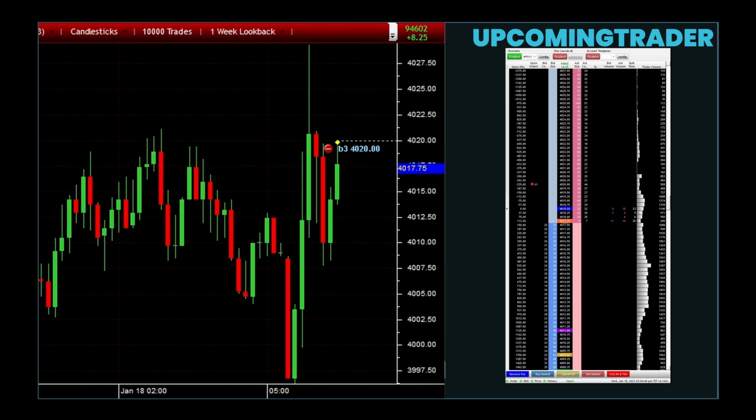Flags and pennants are continuation patterns that show a brief pause before the trend continues in the same direction. A bull flag forms after a sharp rise in price, followed by a small downward sloping channel. This shows that the market is taking a breather before the uptrend continues. A bear flag is similar, but it forms after a sharp decline in price. Pennants are similar to flags, but they have converging trend lines that create a small triangle. Both flags and pennants indicate that the market is likely to continue in the same direction after the pause.